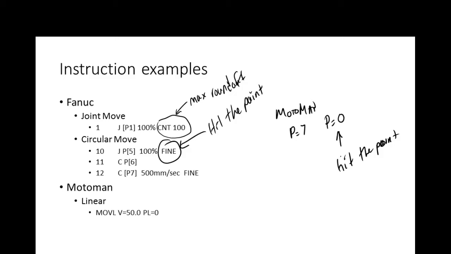Yeah, so FANUC has continuous and fine. KUKA has continuous. So if you wanted to round off, you would add continuous to the instruction. If you leave it off, it will be a fine move. ABB calls it a zone, so it's kind of like a position level, but they call it a zone. If you specify a zone of 0, it will hit the point. And the bigger the zone, the more it will round off. And some of y'all are on the ABB.